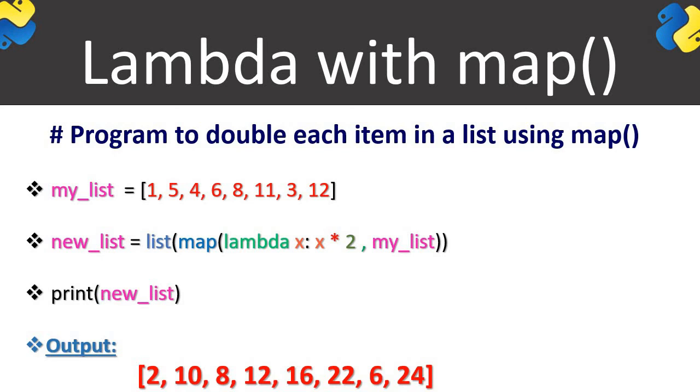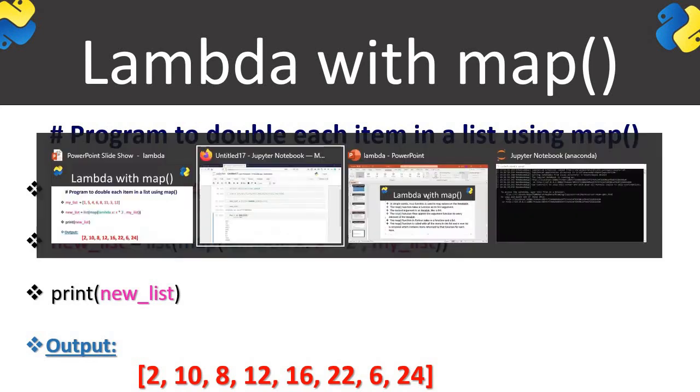So first of all, I am having my list which has some random values. Now the second statement is I have created the map function and I have provided two arguments, that is the lambda function and my list. Now this map function will map all the values of the list onto the function and it will return a new list object. Now after printing my new list, you can see the output. It has doubled all the values that are given in my list. Let's practically implement it.